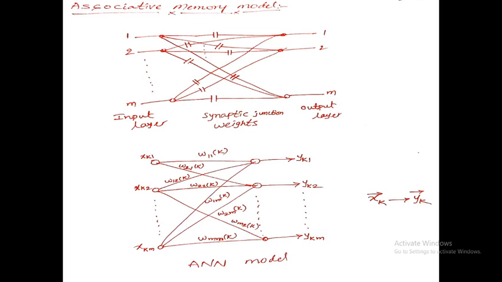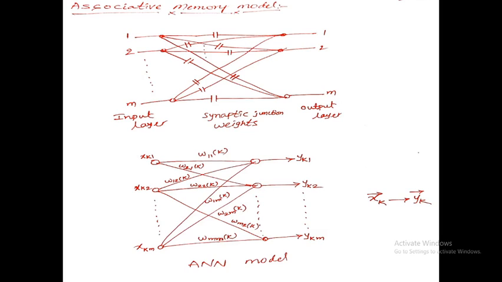Good afternoon all. In the last class we have seen associative memories and their characteristics. In today's class we'll see the associative memory model. As part of that, if you see the first diagram, there is an input layer, an output layer, and connection links.